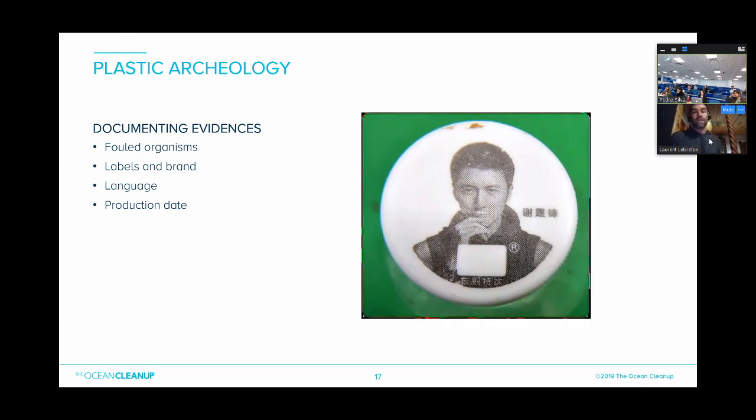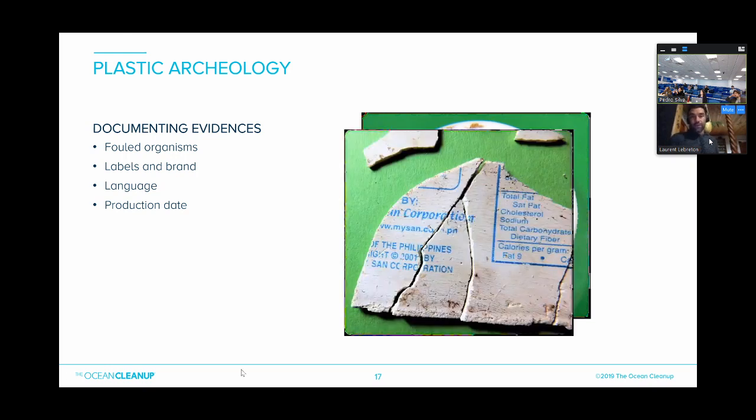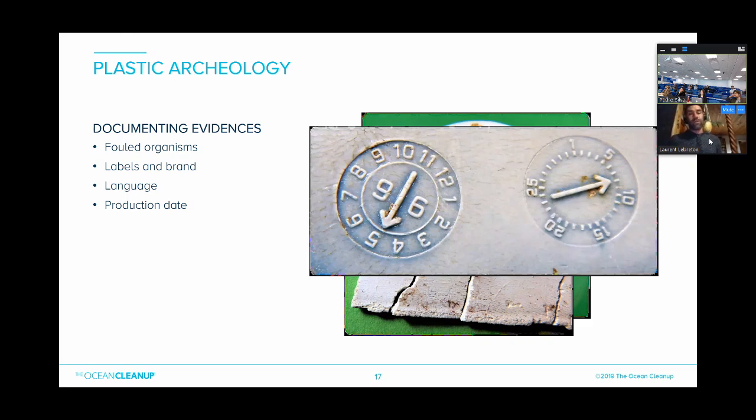And so those are typically the things we find and document, little brands and writing. The writing here talks about the Philippines, so that gives us some information. Maybe it was made in the Philippines, maybe it was used in the Philippines, but it's not certain, right? Another thing we look for is the production date on plastic. That's how a production date looks: on the left it tells you the year, that's 96, and the arrow gives you the month, so that's May 96. So this plastic was made in May 96, and it was found in 2015, floating at the surface of the ocean.